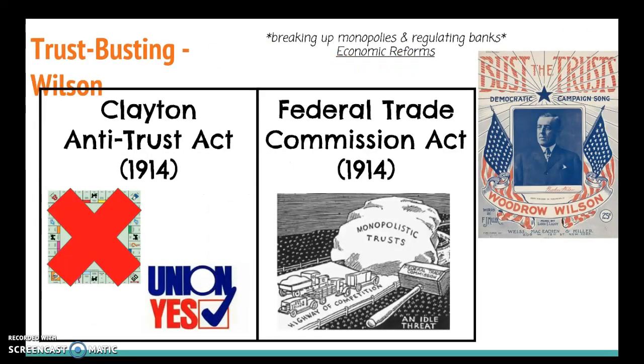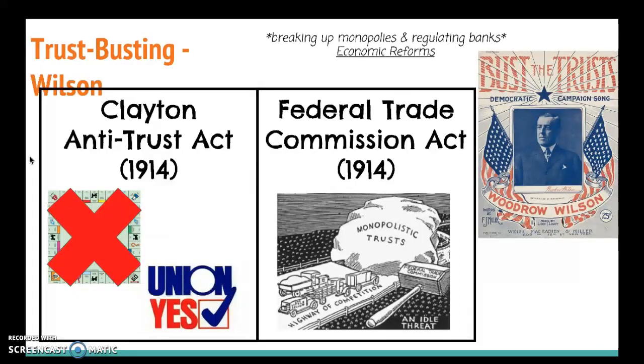Our final trust-busting president is Woodrow Wilson. So let's think back to the Sherman Antitrust Act. The Sherman Antitrust Act was weak and only declared monopolies illegal. The Clayton Antitrust Act builds on the Sherman Antitrust Act in that it defined as illegal the business practices that are conducive to the formation of monopolies.